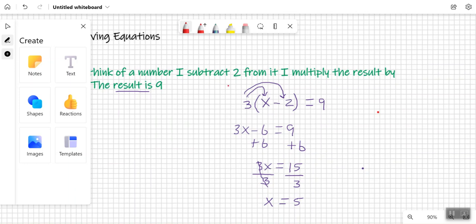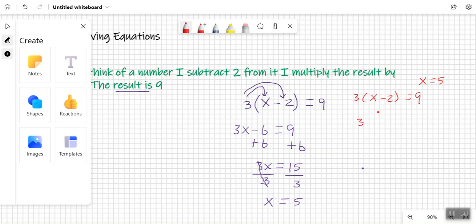So if we go here on the left hand side, this is our expression. So I'll write up our algebra expression. It's going to be 3 times the value of x minus 2 is equal to 9. And what we're saying is that we've worked out that x is equal to 5. So what we can do is prove this by substituting the value into this expression. That means we take the value of x and we put it in here. Wherever there's an x in the equation, we put in 5.